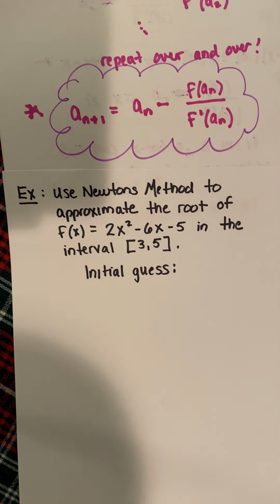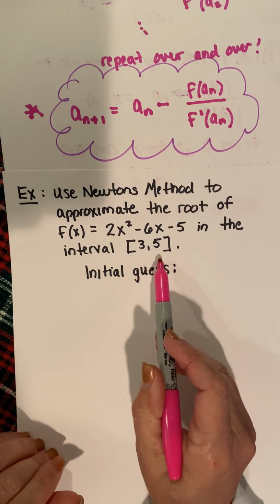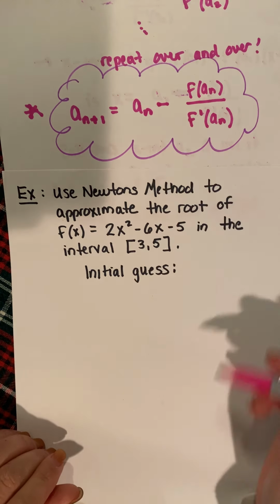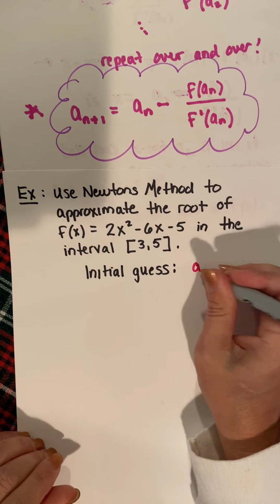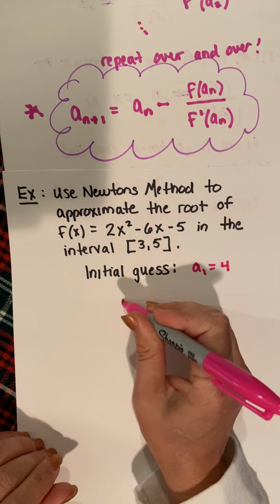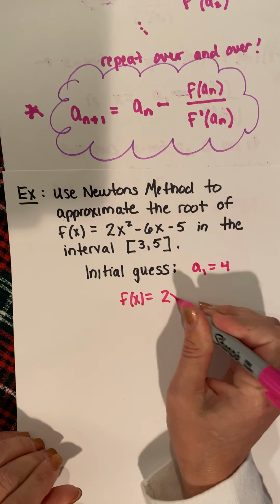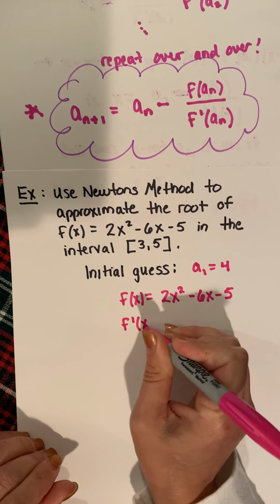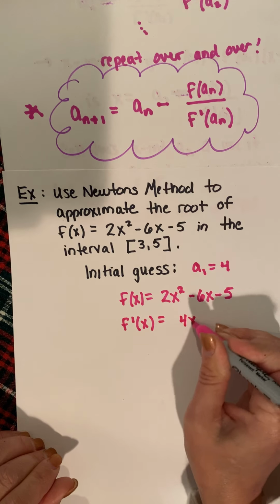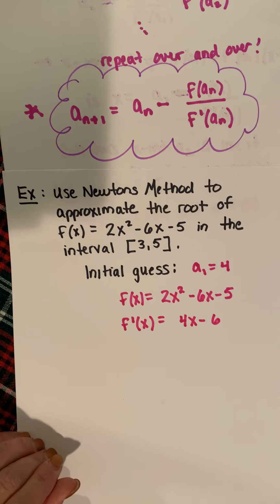So let's use Newton's method to approximate the root in the interval 3 to 5. So we make an initial guess. We could graph this, we could plot a few points to see where this crosses the x-axis. It wouldn't tell us to approximate a root in an interval if the root didn't exist in the interval. So I'm going to make an initial guess of, I don't know, let's just say 4 because it's in the middle. So my first guess is 4. I need my function in order to use Newton's method, 2x squared minus 6x minus 5, and I need its derivative, which would be 4x minus 6. Okay, so a1 is 4.